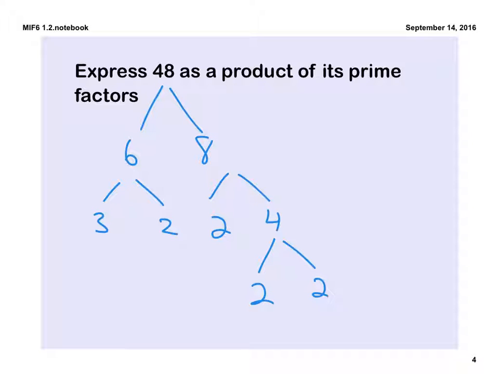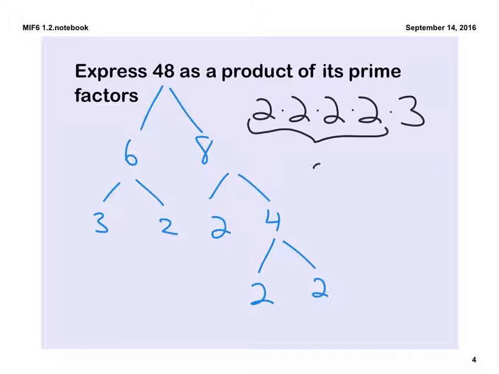I can now write my prime factorization, which is going to be 2 times 2 times 2 times 2 times 3. 4 twos being multiplied together. And a better way of writing this is 2 raised to the 4th power, 2 to the 4th, and then times 3. That exponent, that little number up high, is telling us how many times we're multiplying the base of 2 by itself.